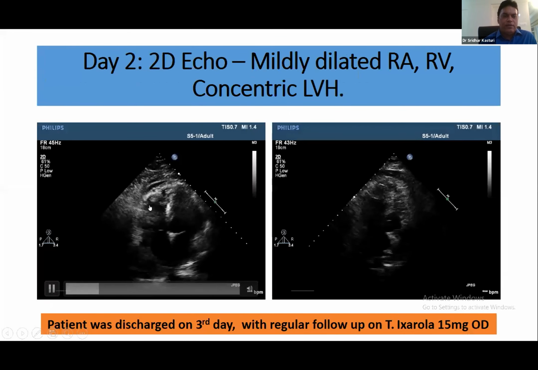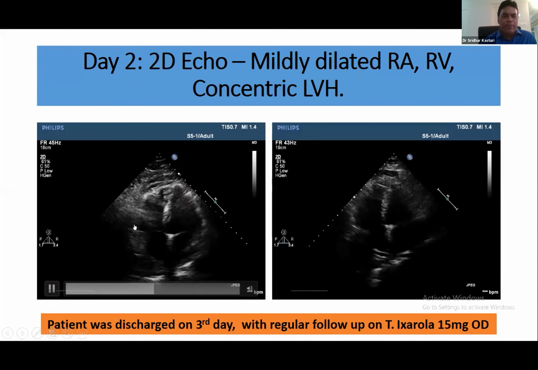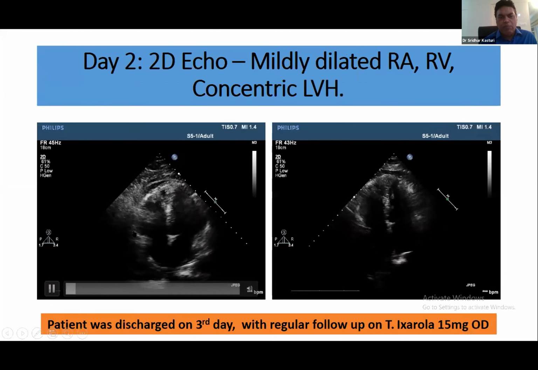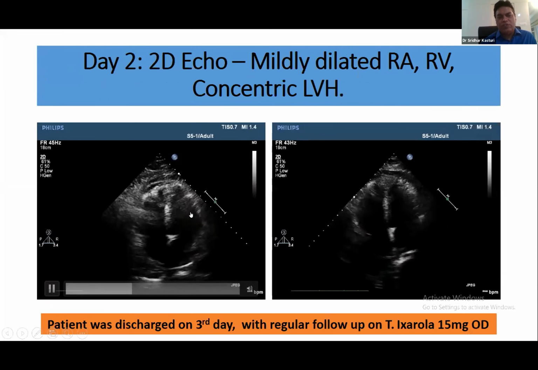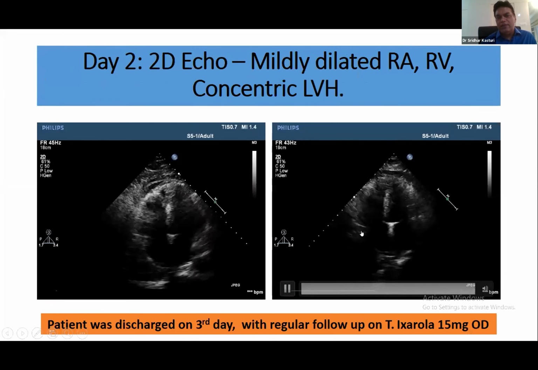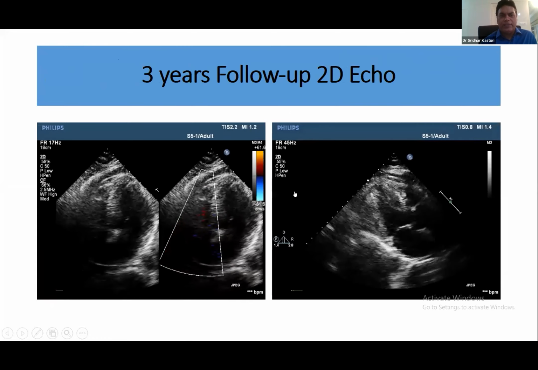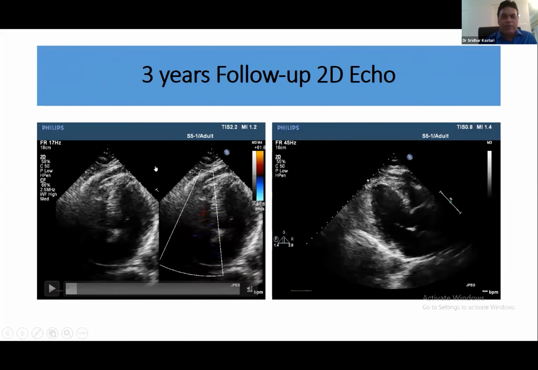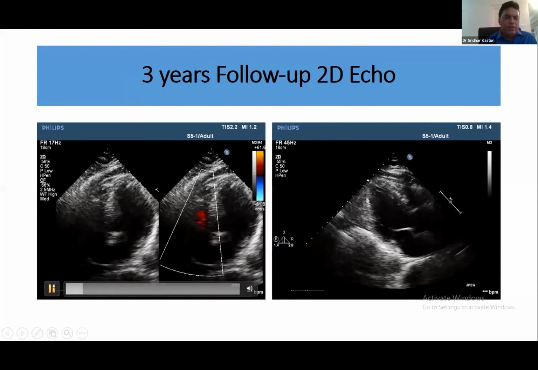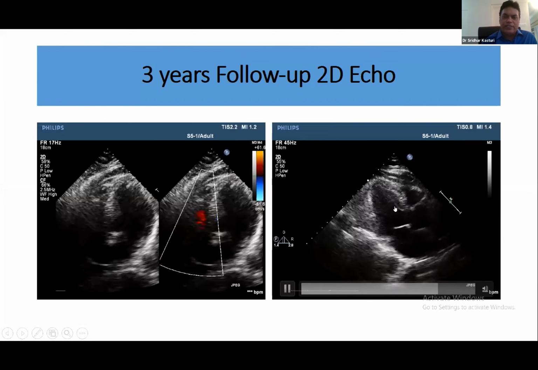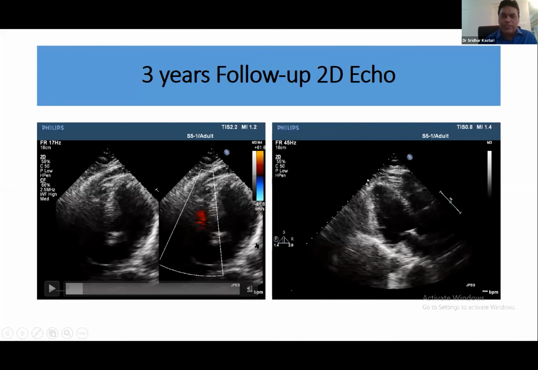This is a view of the right ventricle, and this is the left ventricle, with a hypokinesia, but there is significantly improved RV function, and the size of the RV has almost regressed. Very important: only mild dilatation, and TR is also significantly less. This is the 3-year follow-up. Always during follow-up, check the RV. The RV size is significantly decreased, RV function is normal, and there is no TR.